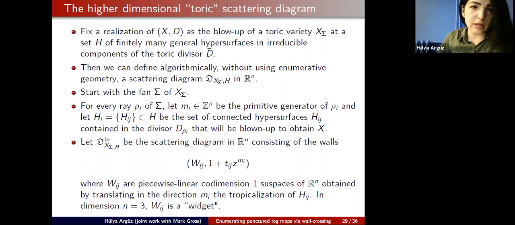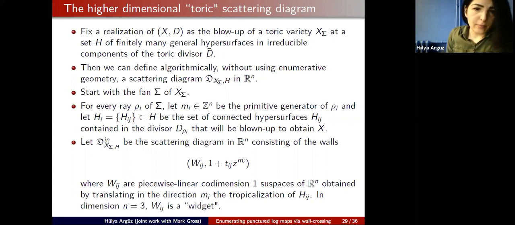So for every ray rho_i of the toric fan, let m_i be the primitive generator of rho_i, and let H_i be the set of connected hypersurfaces contained in the divisor D_rho_i that we will blow up to obtain our Calabi-Yau. And we define an initial scattering diagram consisting of walls W_ij, which are codimension 1 subspaces of R^n, together with attached functions which are of the form 1 plus T_ij z^{m_i}.